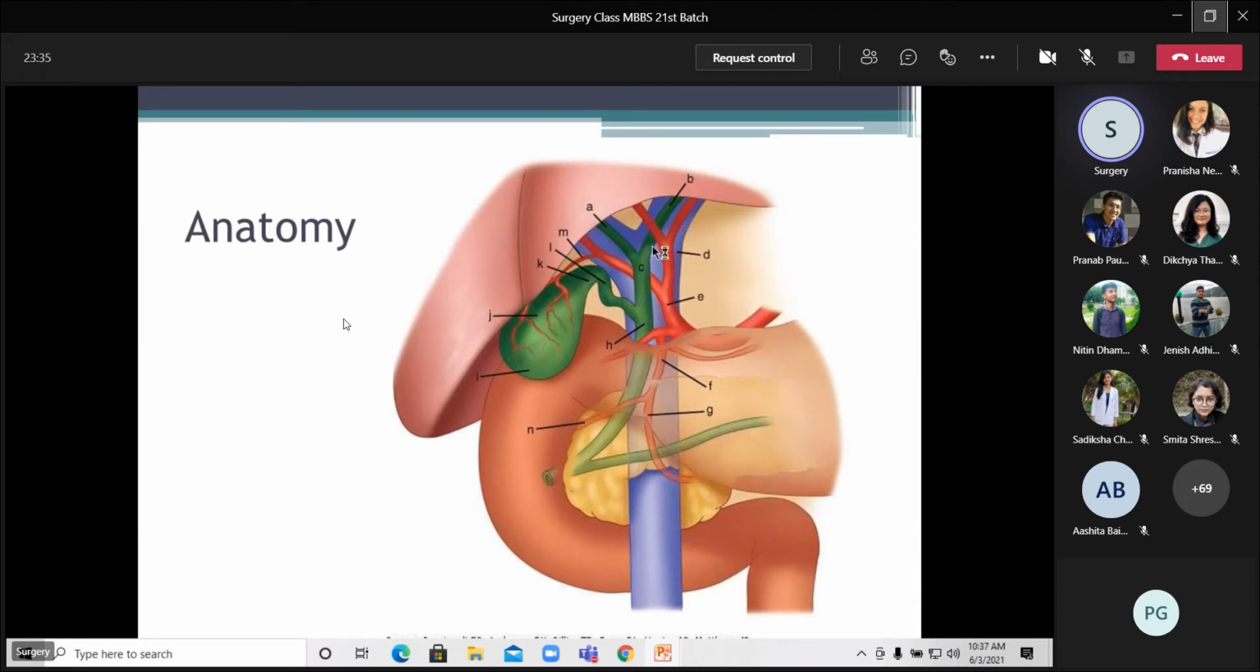Now the common hepatic duct, the common bile duct, and the pancreatic duct. The cystic duct joins the common hepatic duct, and then the common bile duct is formed. The common bile duct and the pancreatic duct join together, and then they open into the ampulla in the medial border of the duodenum.